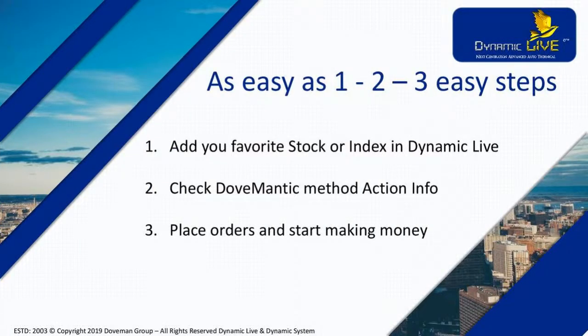Now, as I promised you in the beginning of the session, today you'll learn to earn money in trading in a matter of just 1, 2, 3 easy steps. Now what are these steps? Let's have a look. The first step is just add your favorite stock or index in dynamic live. Just add it on the screen. Second is check what the Dominant method action information is telling you to do. And the third one is whatever it tells you to do, based on that, simply place orders, start trading and start earning. So this is how easy it is today to start trading in futures and options, and this is the reason we call this a revolutionary invention.